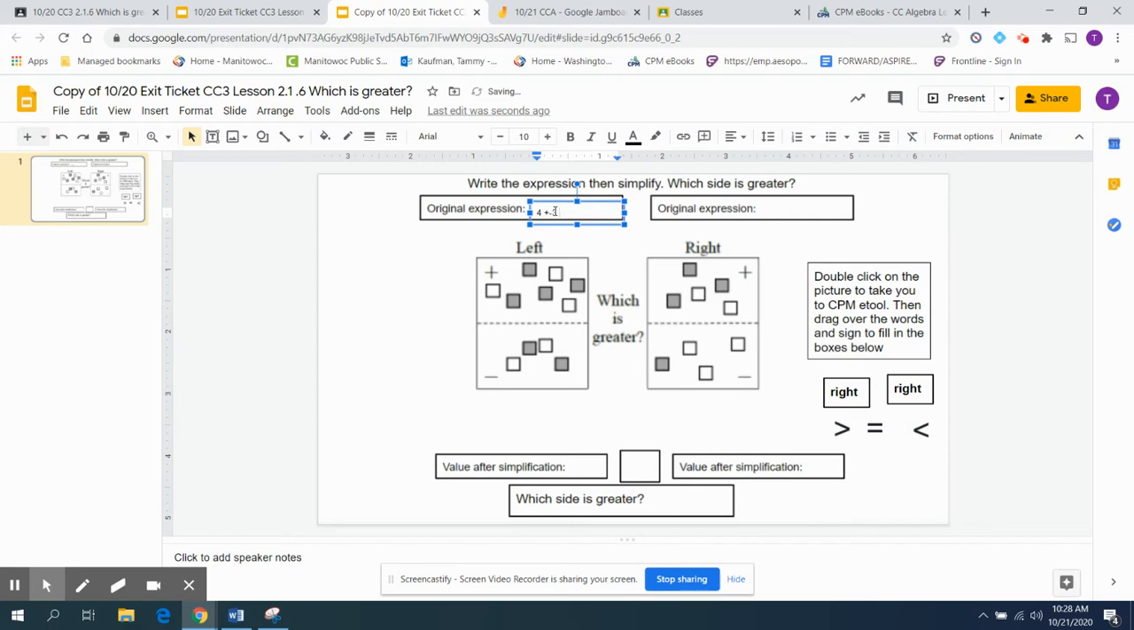And then on the bottom, I put my minus on the bottom. I'm going to put parentheses. I see 2 positive unit tiles, plus 2 negative unit tiles. Okay, so that's on my left side.